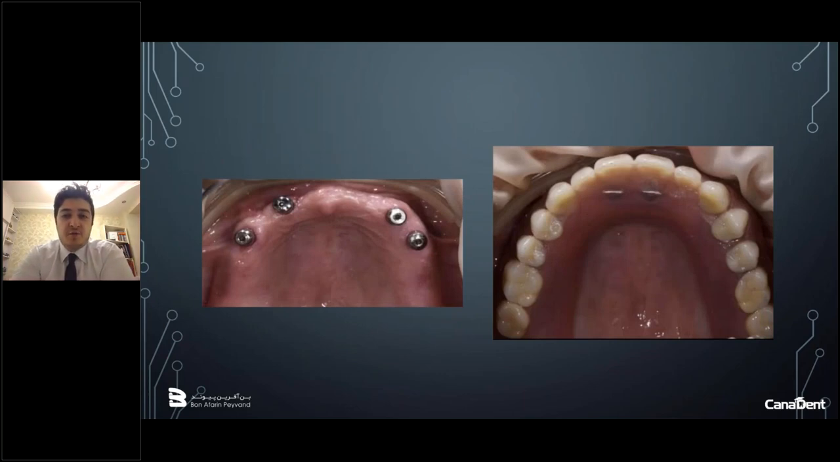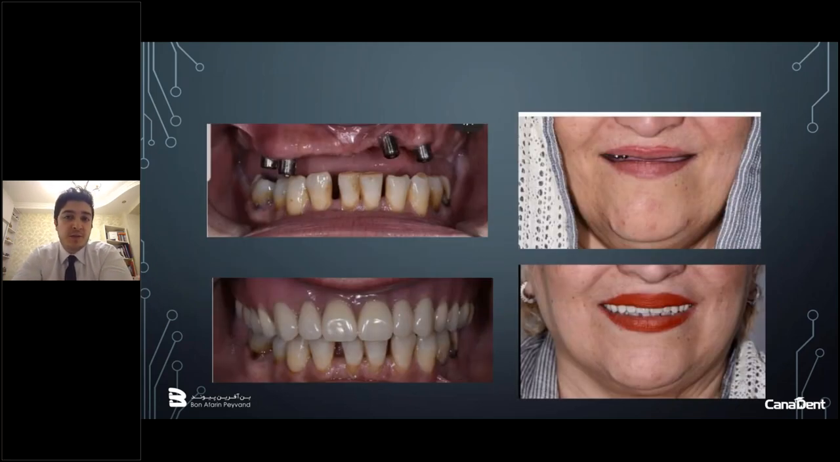Another major advantage of overdenture over conventional denture is not covering the palate. This will give the satisfaction of feeling the taste and the heat and cold of the food, and patients' quality of life will rise significantly. But the advantages are not only limited to that. As you can see, the aesthetic of the overdenture is nothing less than the fixed prosthesis, and the patient looks at least 10 years younger, in my opinion, after the delivery of the overdenture to her.